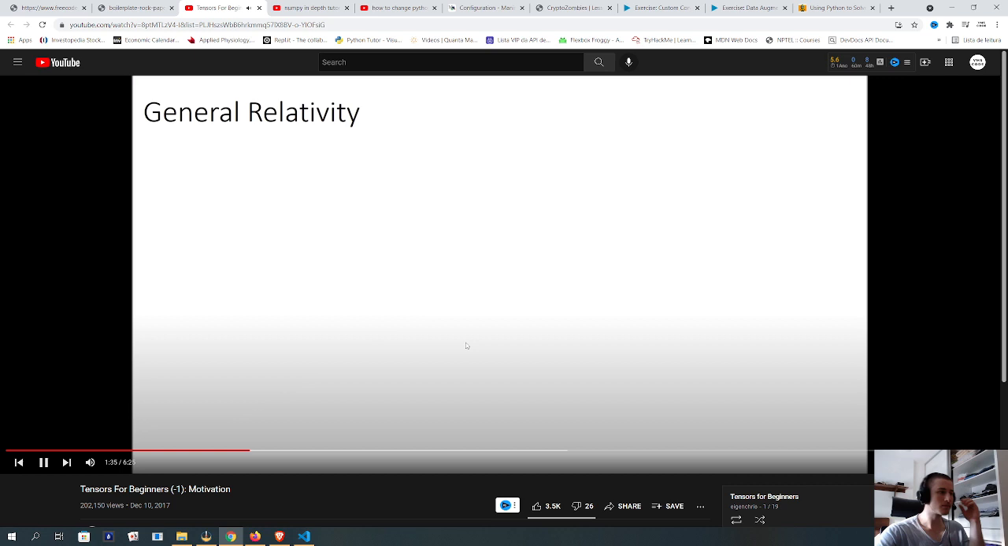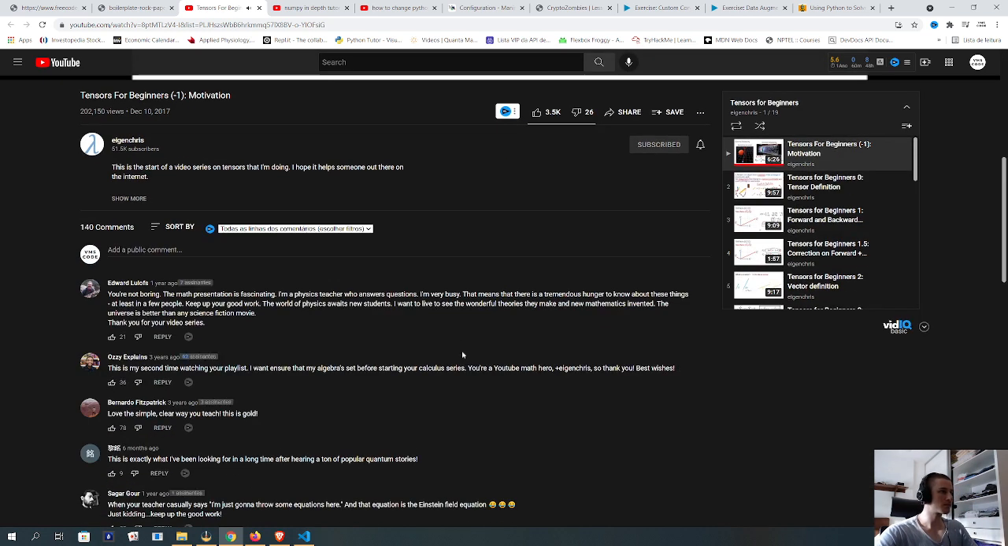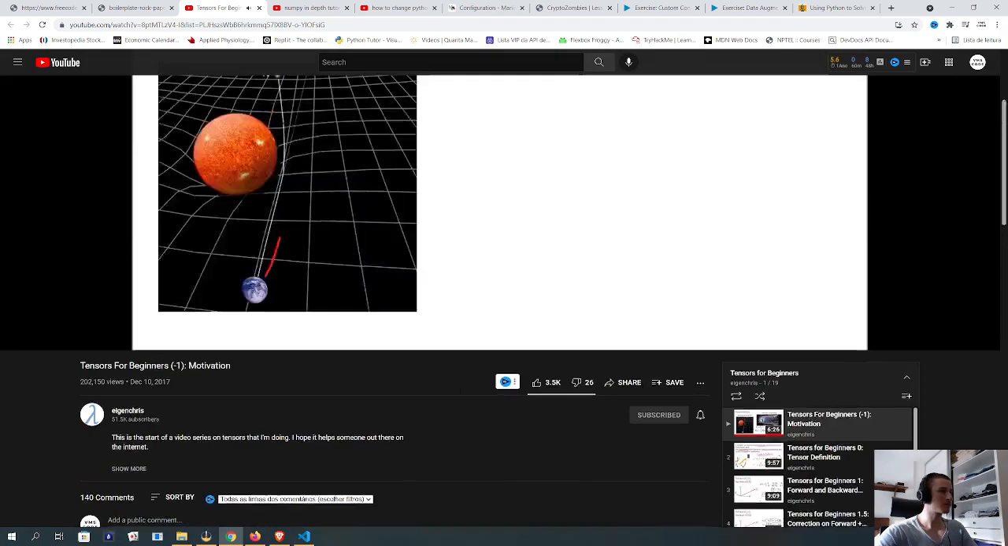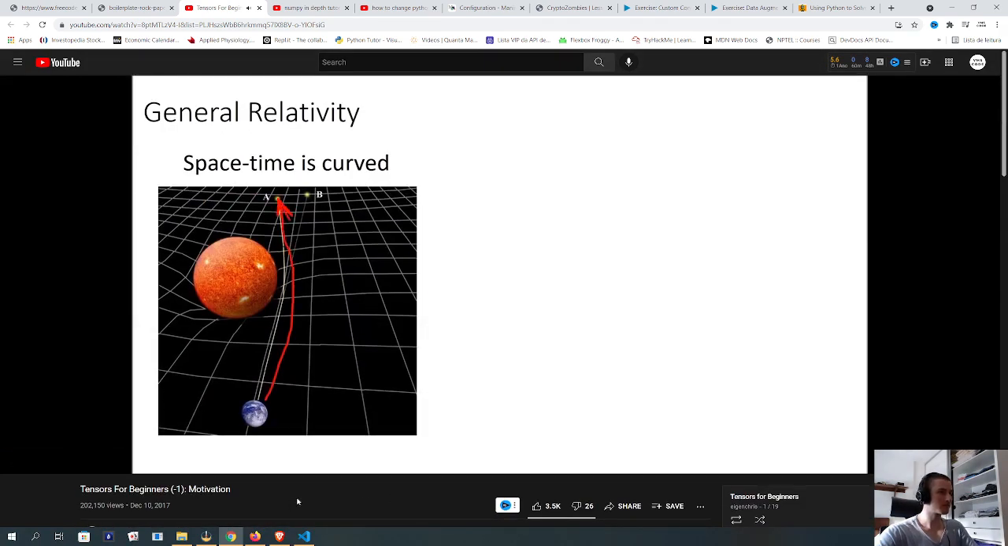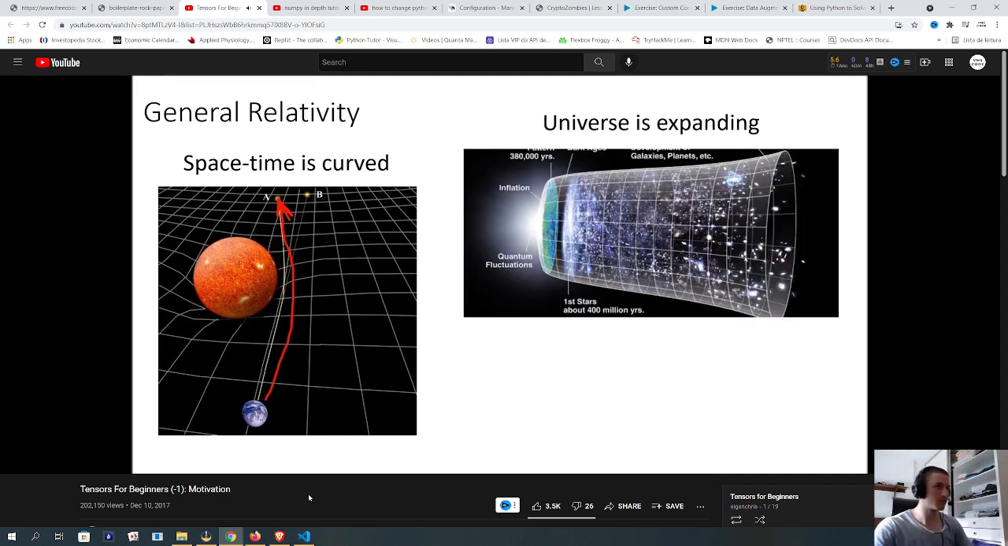So if you've ever read or watched any popular science articles or videos on general relativity, you've probably heard about how space-time is curved and how light can travel in a curved path around massive bodies like stars and black holes. Another thing you might have heard about is how the universe is expanding, right? So at the beginning of time, we had the Big Bang here, and ever since then, the universe has been getting bigger and bigger, and so the universe is expanding. Now, when you first hear these ideas, you're probably thinking, what the heck do these even mean? What does it mean for space-time to be curved? What does it mean for the universe to be expanding? So in order to understand these ideas mathematically, we need tensors.